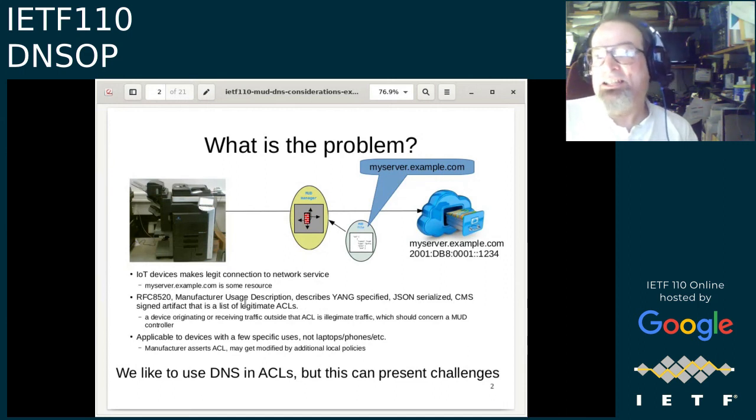And they really would like to get a handle on what kind of network traffic is legitimate and not legitimate. So, but we'd like to use DNS in these ACLs, and this can present challenges. And so first I'm going to explain how not to do it.